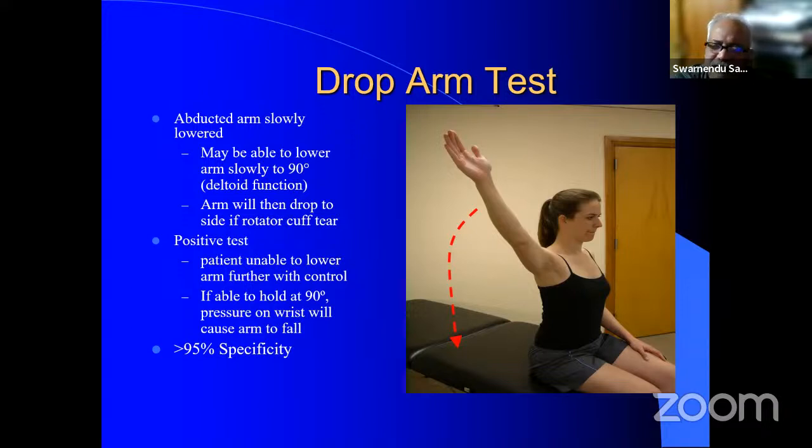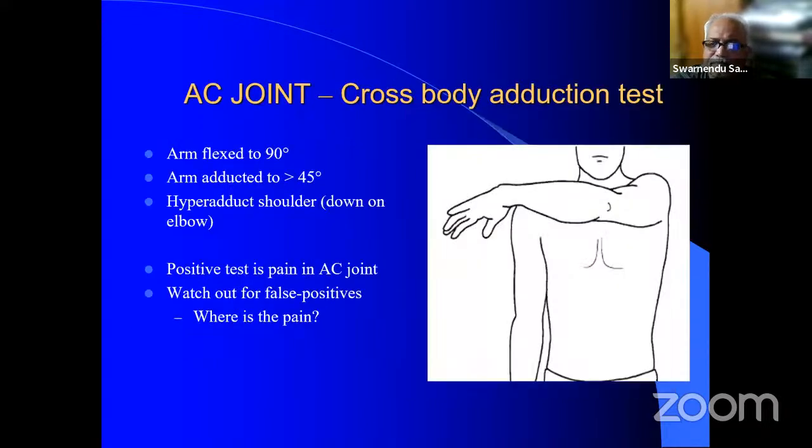drop. So if there is a tear of both the supra and infra, then suddenly the arm will drop. He or she cannot do it in a gradual manner. Suddenly it will drop. So that's why it is known as the drop arm test.